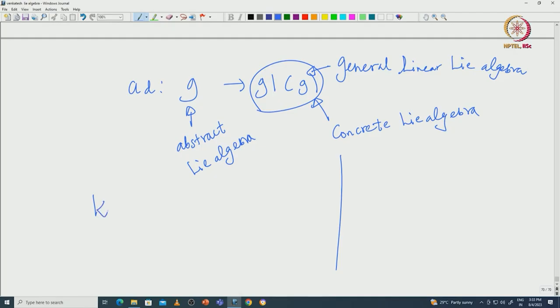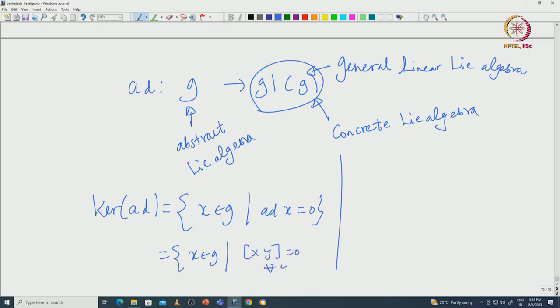But what is the kernel of the adjoint map? The kernel of this adjoint map consists of those x in g such that ad x is 0. But ad x is 0 means what? ad x is 0 on g. That means those x in g such that the bracket of x and y is 0 for all y in g. This is a very special ideal inside your Lie algebra, which is called the center. So if you take this adjoint map, the kernel of that adjoint map is the center.